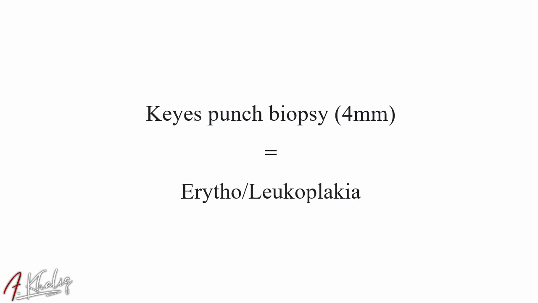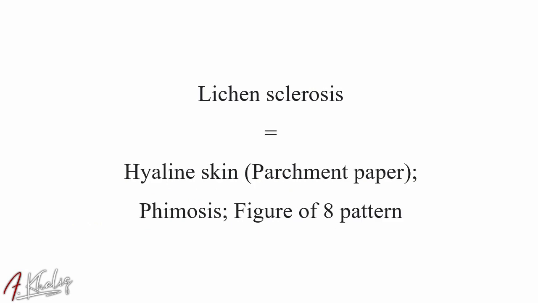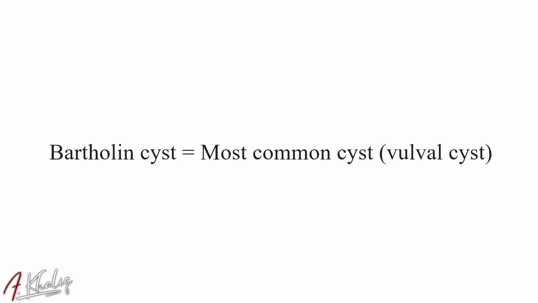Keyes punch biopsy is used for the erythroplakia or leukoplakia, and it's going to take 4 millimeter deep sample. Now there are some important points about the lichen planus. In the mouth, you're going to see reticular cobwebs. In the nails, you'll see long ridges in the sandpaper effect. In the genitals, you're going to see the lesions and stenosis. In the lichen sclerosus, you have the parchment paper skin, which you can call hyaline skin. You have phimosis and figure of 8 pattern. Most common vulval skin lesion is the Bartholin cyst.